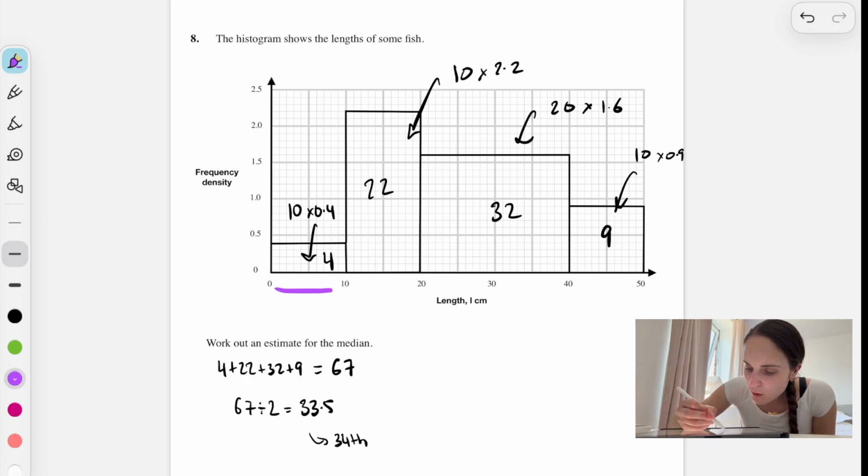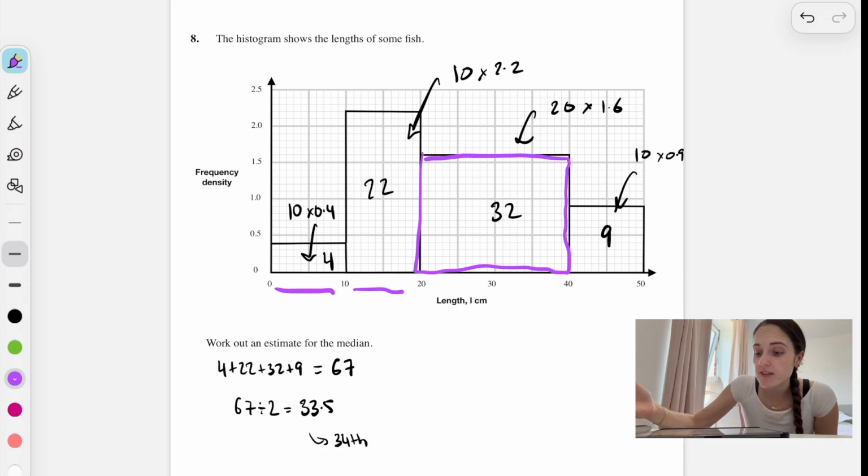So the first 4 people are in here. So it's not in that bar. The next 22 people are in here. So now we have 26 people. So the 34th person I can see is going to be somewhere within this bar. So this bar contains 32 people and the 34th person is going to be somewhere in that bar.